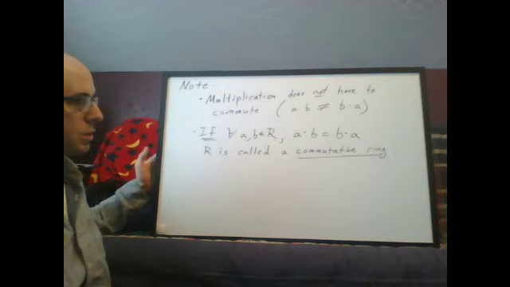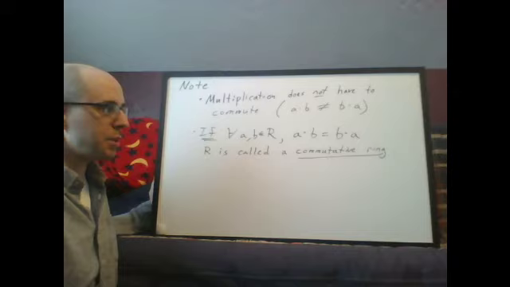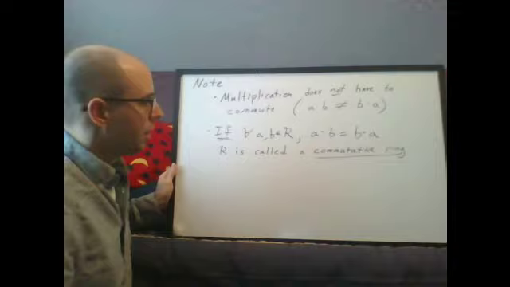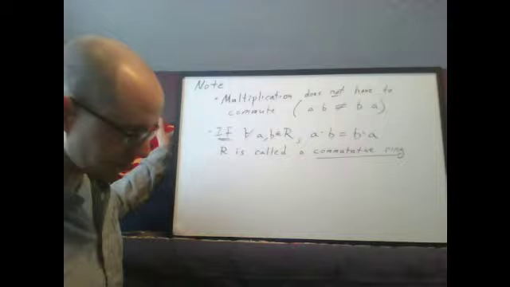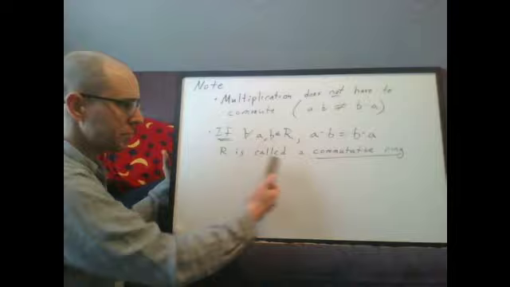So since addition is always commutative, when we specifically say the ring is commutative, that's not talking about addition. It has to be talking about multiplication. Let me write one of these one at a time. So the first comment is if we throw in this additional property that multiplication is commutative, then R is a special type of ring called commutative.